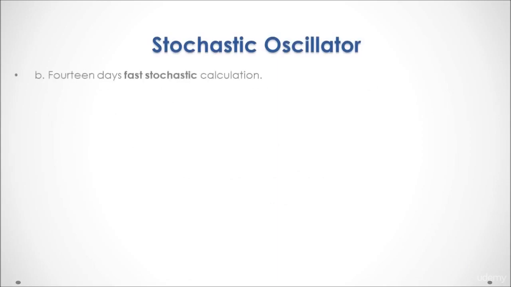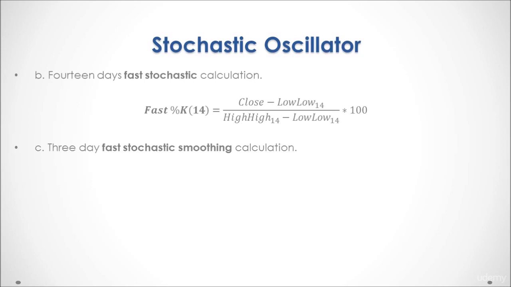B. 14 days fast stochastic calculation. Fast stochastic is equal to close minus minimum low of 14 days, divided by maximum high of 14 days minus minimum low of 14 days, and this result is then multiplied by 100.